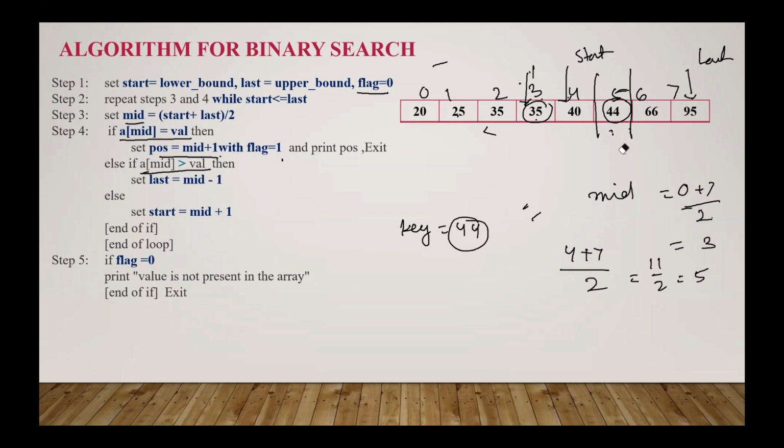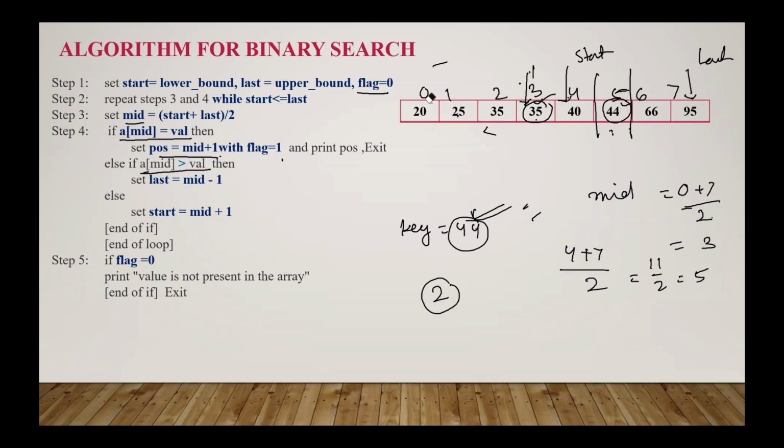So what did we conclude? We concluded that this is 44. Now to search for this element, how many comparisons did we do? We only compared 2 times. First we compared with 35, then we compared with 44. With 2 comparisons we already got the value.